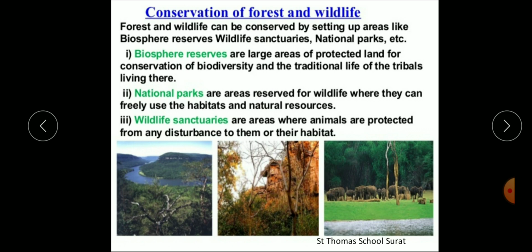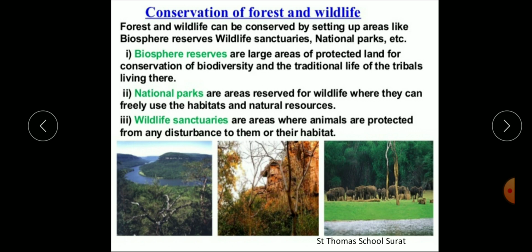It is an artificial setting. It is not a natural habitat. Natural habitat is not there. Natural habitats are the ones which they have, that is, in a forest. Understood?